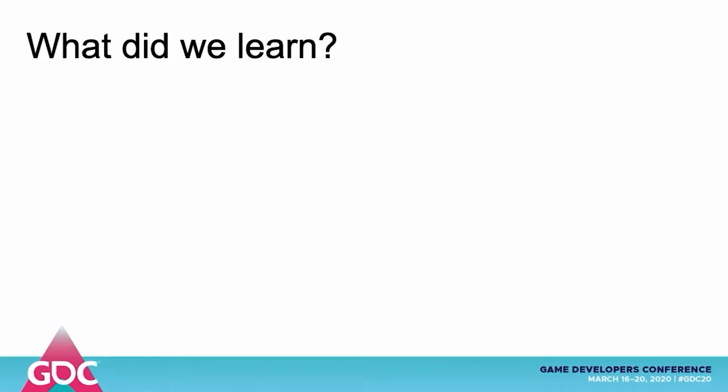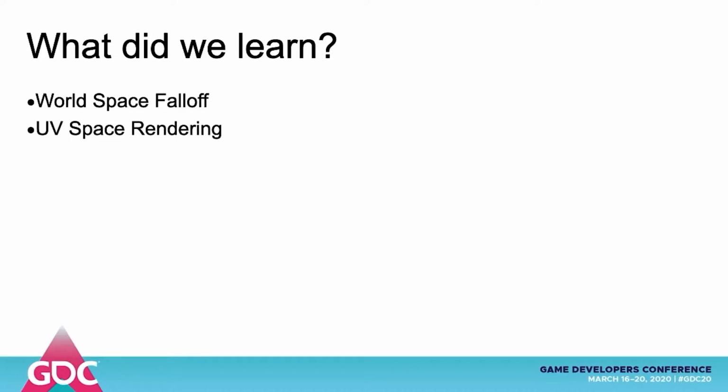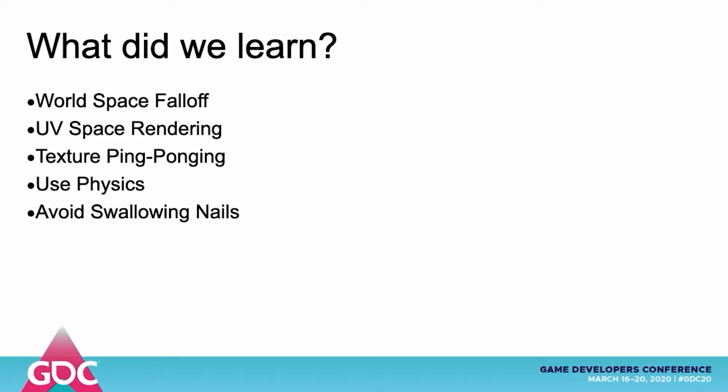Let's review what we learned on this journey together. You can use world space fall-off functions to create very controllable effects by attaching these fall-offs to different objects in your game. We learned how to render into UV space and avoid seams by running a dilation pass. We learned how to make a simple simulation by ping-ponging 2 render textures with each other. We saw how adding physics improves pretty much any effect, making it more dynamic and alive. And in case you didn't already know, we were reminded to never swallow a nail.